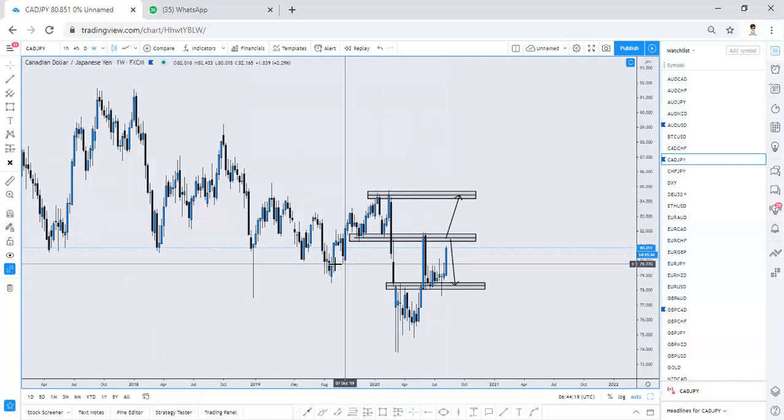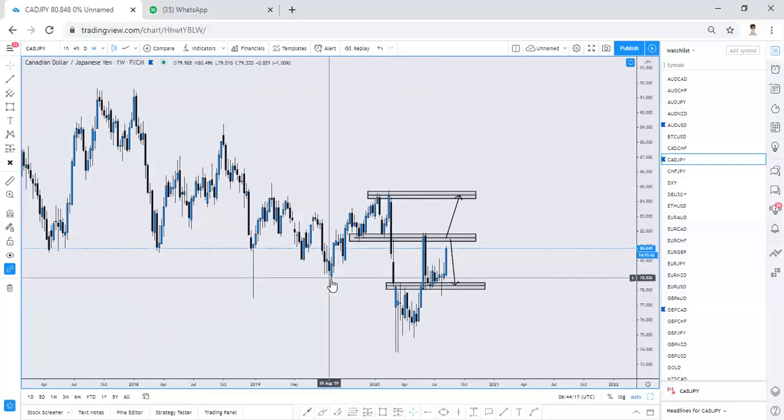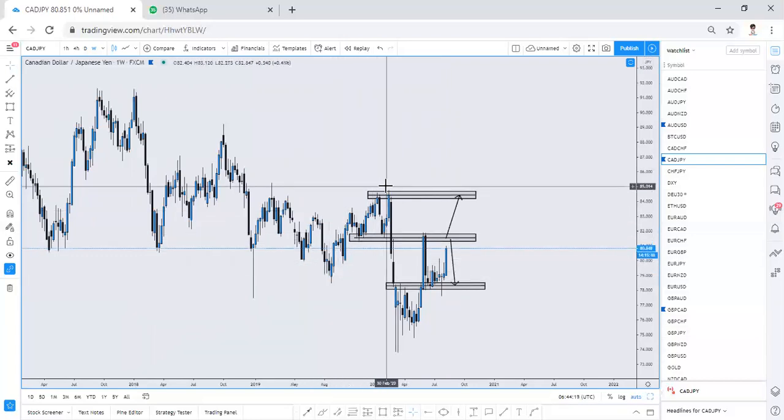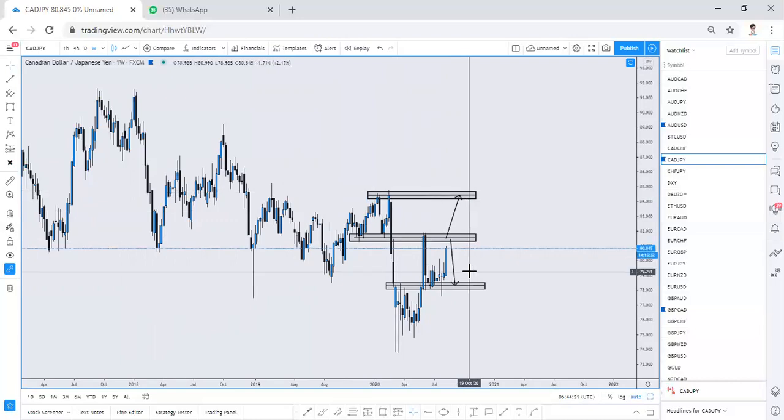I did not come and pick structure here because it's there before. I only did it with the relevant level, even if you pull it back, it's still relevant. Exactly. So there's more upside potential for CAD JPY.